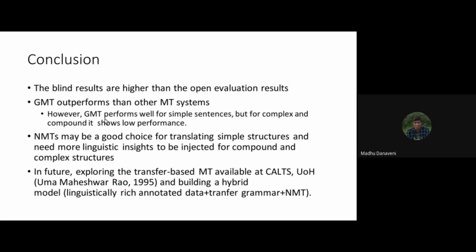The conclusion is that the blind results are higher than the open evaluation results. GMT outperforms other MT systems. However, GMT performs well for simple sentences, but for complex and compound ones it shows low performance. NMTs may be a good choice for translating simple structures and need more linguistic insights to be injected for compound and complex structures. In future, exploring the transfer-based MT developed by Mysore in 1995 in building a hybrid model.